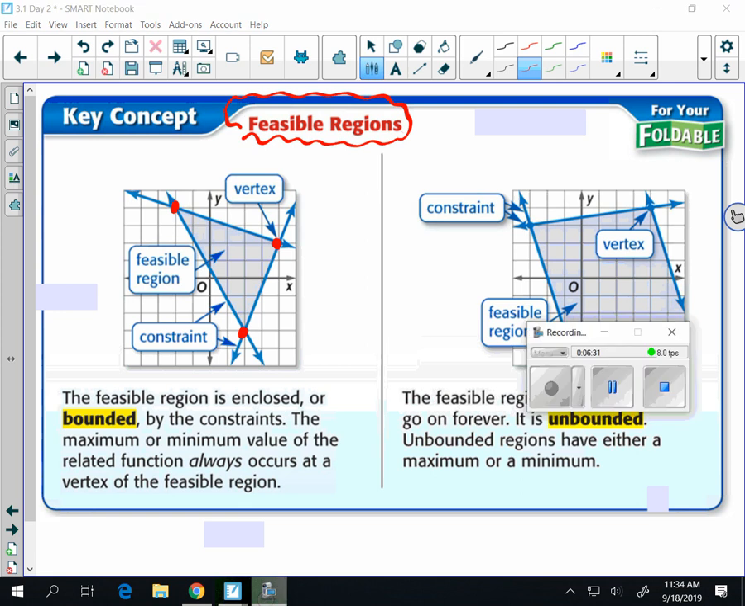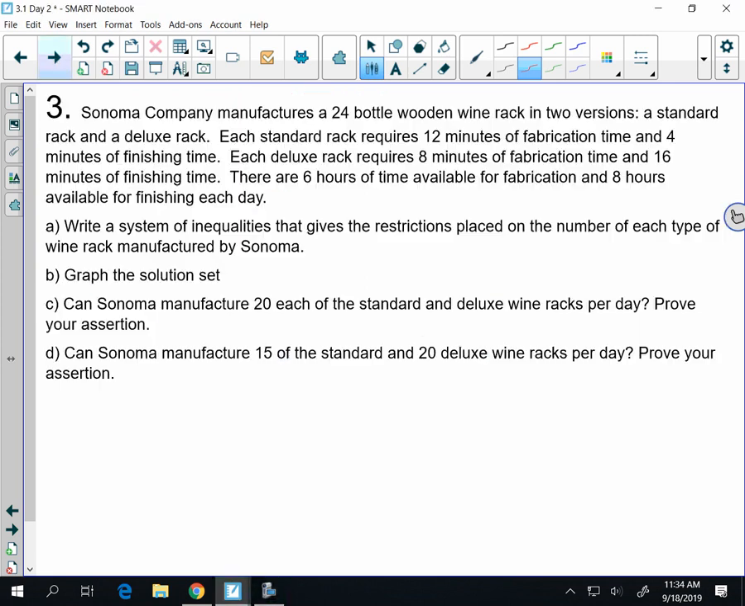Okay? So the last one I have here is a story problem. And this one's from your book. I almost changed this because in your textbook, it says Sonoma Company manufactures a 24-bottle wooden wine rack in 2 versions, and I thought you were going to yell at me for saying that in high school, but whatever. It's a college course, right? It doesn't matter. We're just building wine racks.